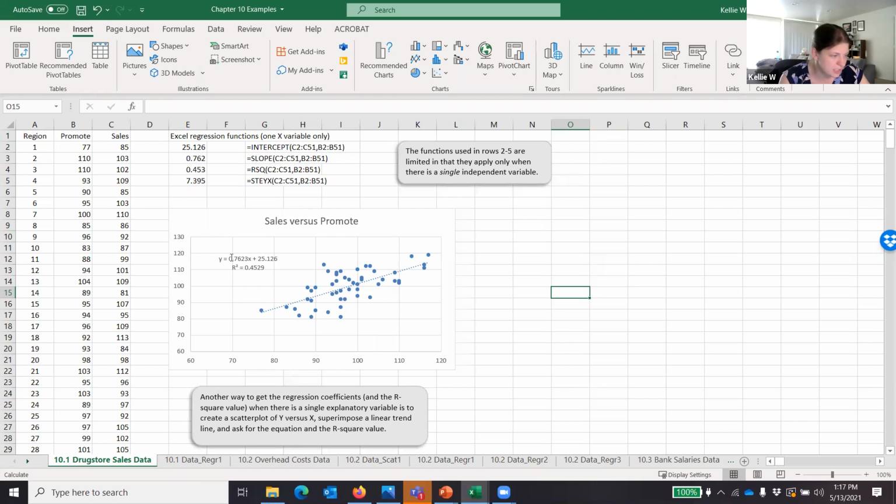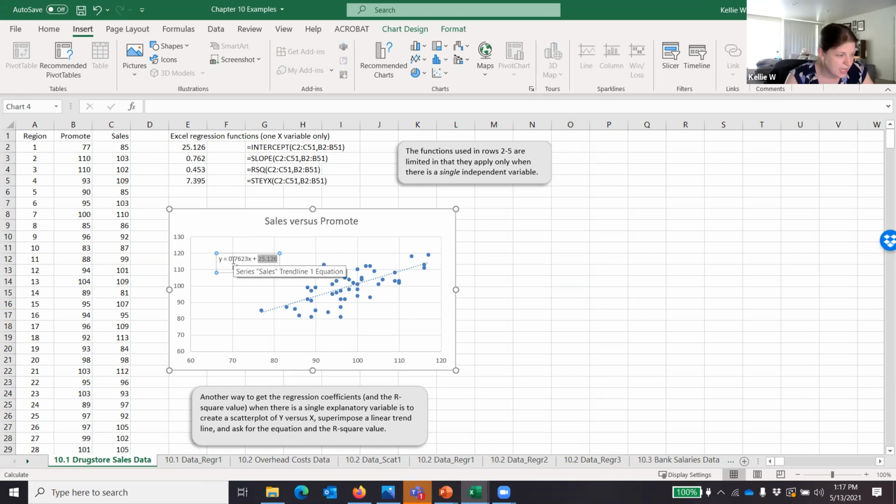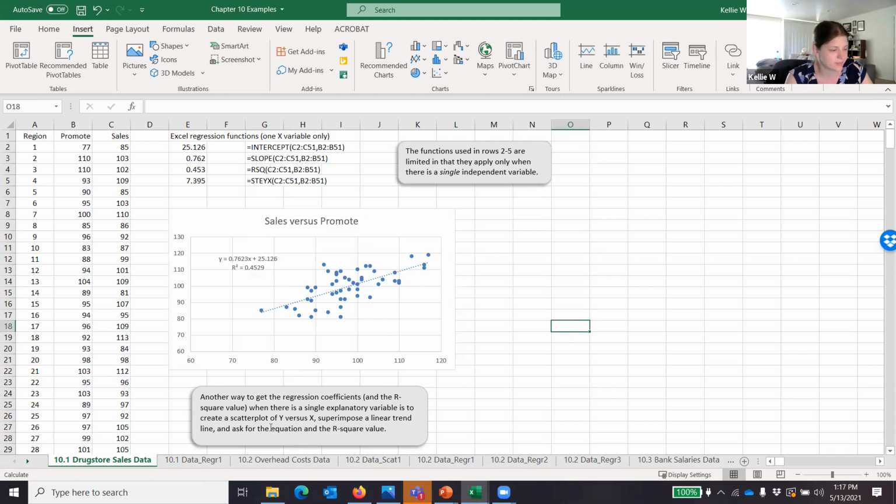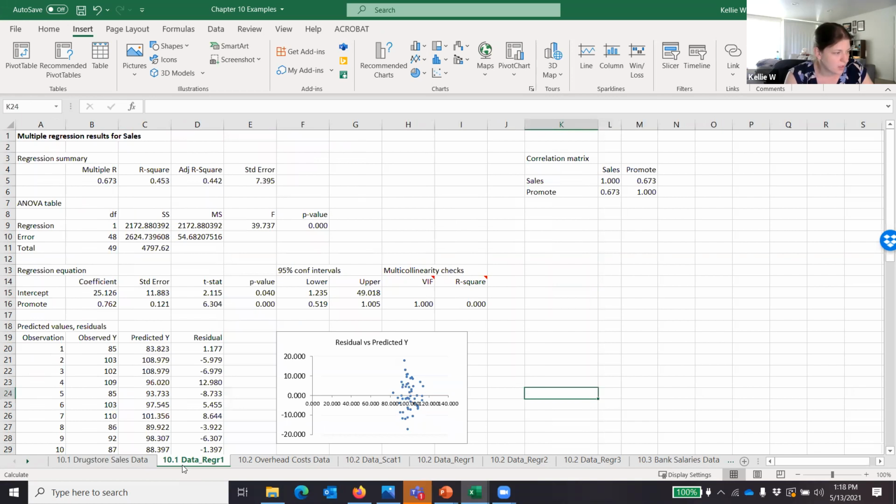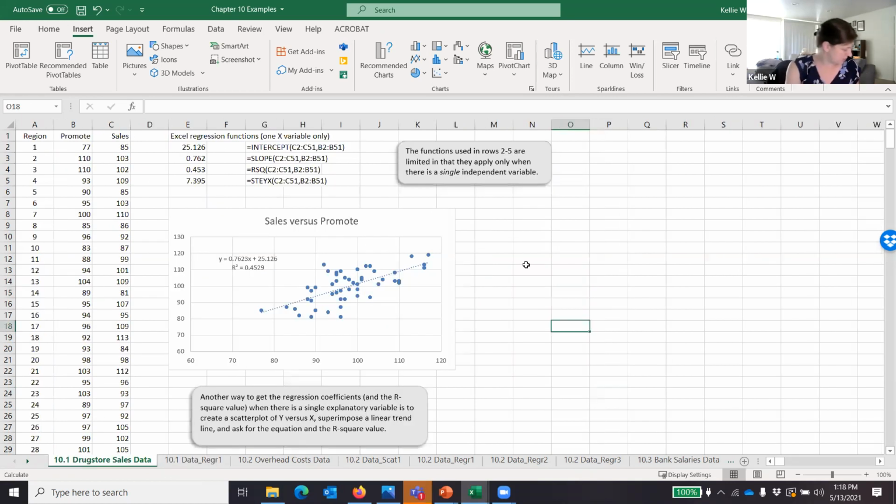And if you'll notice, when it displays the equation, it actually gives us the intercept here, 25.126, and it gives us the slope, which is 0.7623. So we have a positive relationship. The strength of this relationship is not great. It's 0.45 is the R-squared. So it wouldn't be high enough for us to use it in the field, that's for sure.